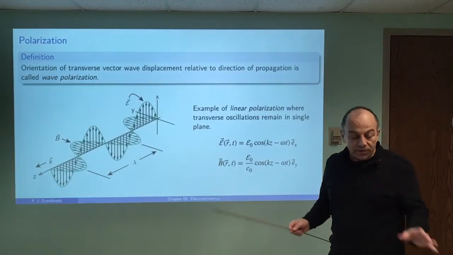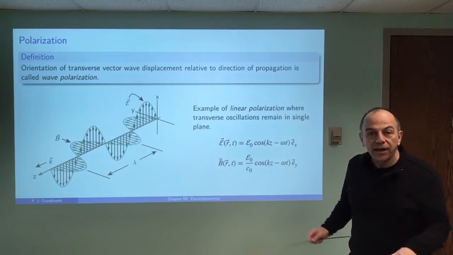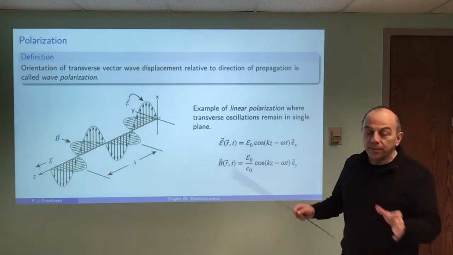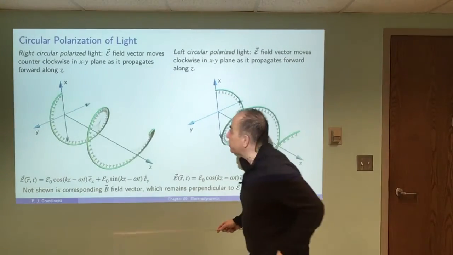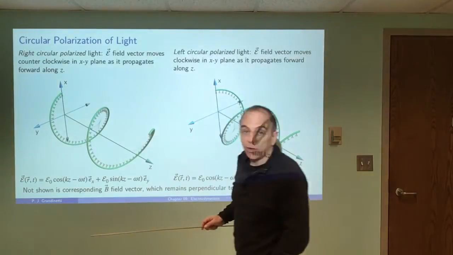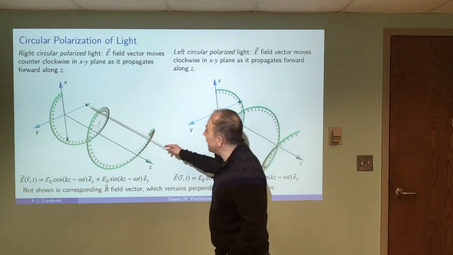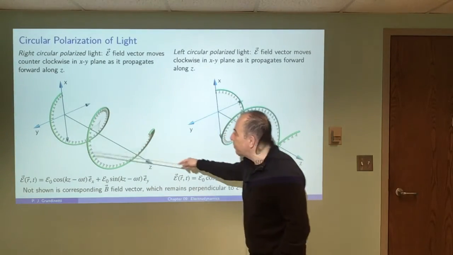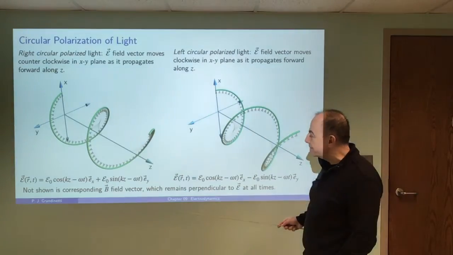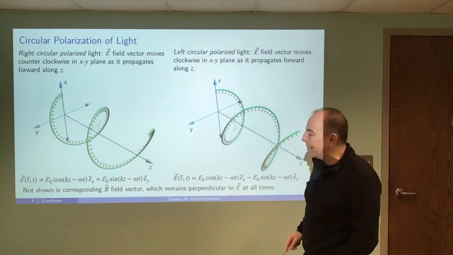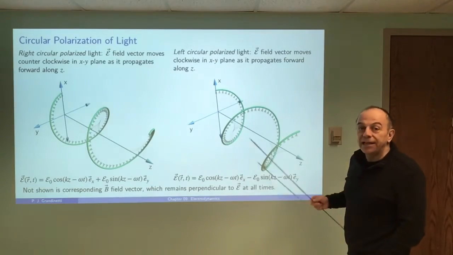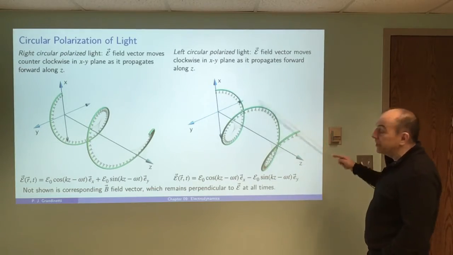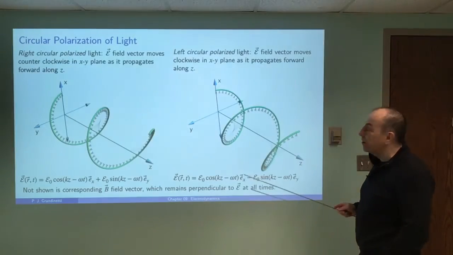But that's not the only type of solution you can have. Remember, any linear combinations of solutions to your wave equation will also be solutions to your wave equation. So one type of solution you can have is what's called right circular polarized light. In this solution, the E field will move counterclockwise in the xy plane as the wave propagates forward in space, and this is what that equation might look like. Similarly, you can have left circular polarized light, and in this case, the E field moves in a clockwise direction in the xy plane as the wave propagates forward in space.